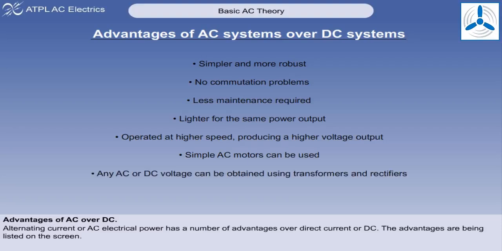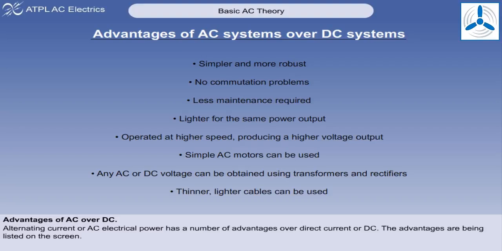The supply voltage can be converted to a higher or lower value with almost 100% efficiency using transformers. Any required DC voltage can be obtained simply and efficiently using transformer rectifier units, or TRUs. Transformers and TRUs are fully explained in future lessons.